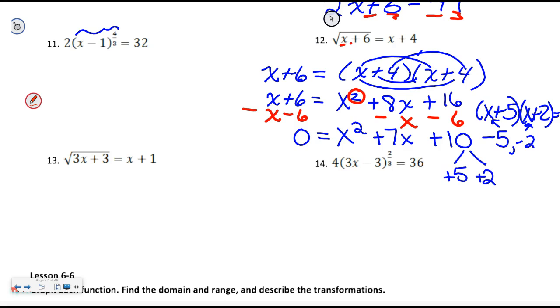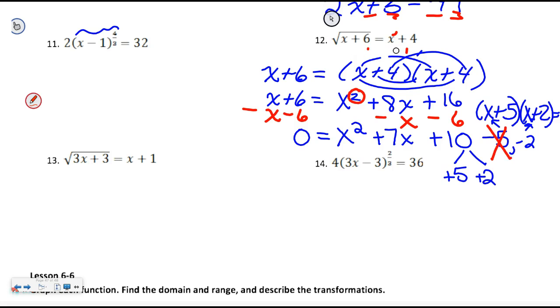When I put in a negative 5, add 6 to it, I'll have the square root of 1. On this side, I'd get negative 5 plus 4, which is a negative 1. The square root of 1 is not negative 1. Square root of 1 is 1. So the 5 is out.